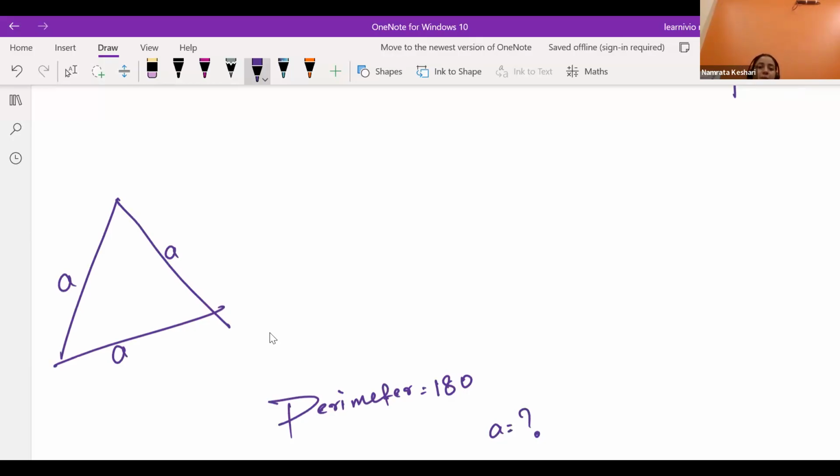Yes, ma'am. We will divide 180 by 3. Why will we divide? Ma'am, in an equilateral triangle all sides are equal. So if we divide 180 by 3, we will get the value of each side. Okay. Yes, Sarah, what is he talking about? What will we be doing over here for finding a?